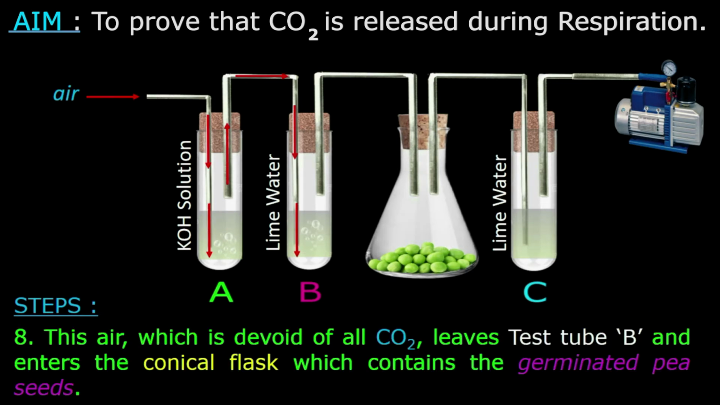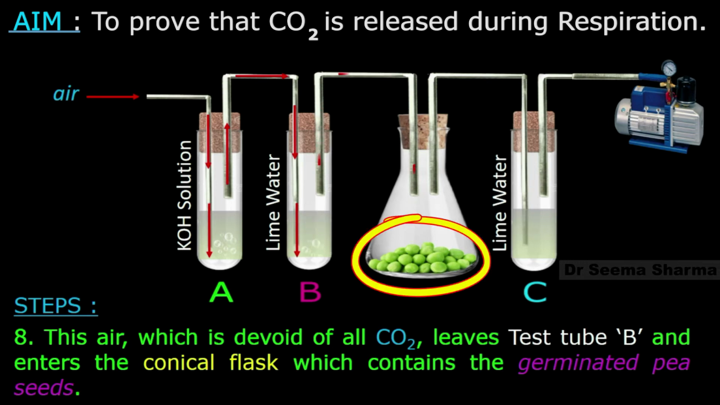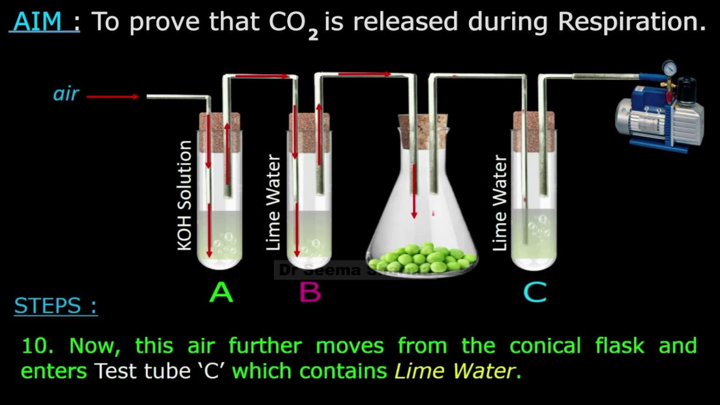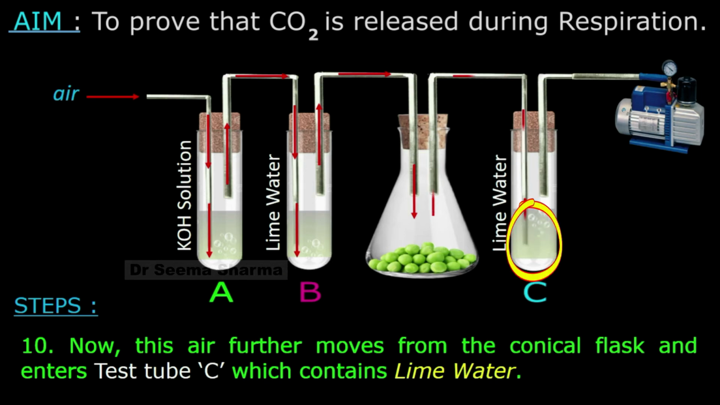This air, which is devoid of all carbon dioxide gas, leaves test tube B and enters the conical flask, which contains the germinated pea seeds. The germinated pea seeds utilize this air in carrying out respiration. Now, this air further moves from the conical flask and enters test tube C, which contains lime water.